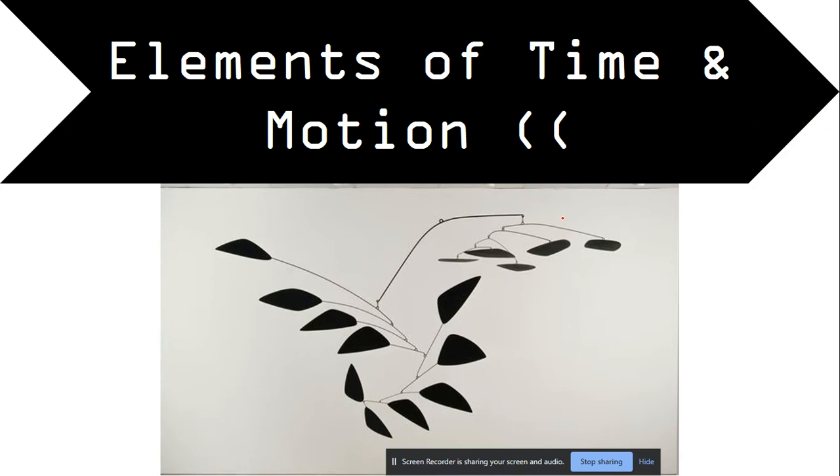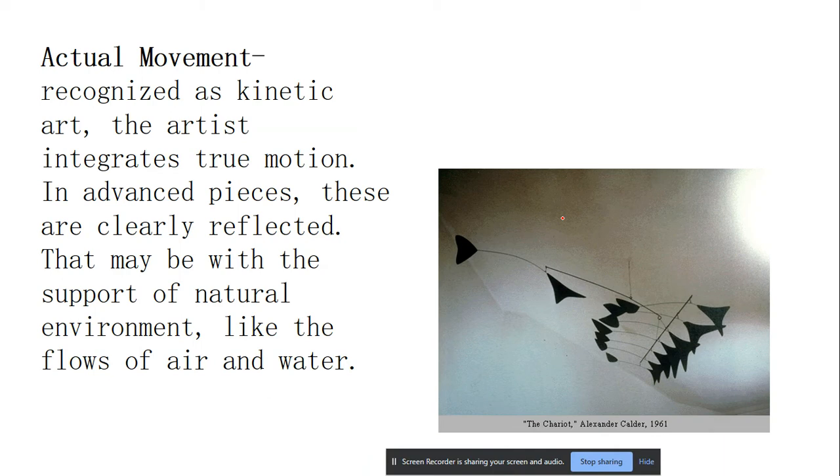Okay. Now let's have the elements of time and motion. The actual movement, recognized as kinesthetic or kinetic art. The artist integrates through motion. In advanced pieces, these are clearly reflected, but maybe with the support of natural environment like the flows of air and water. So it's the actual movement, something that portrays an actual movement.